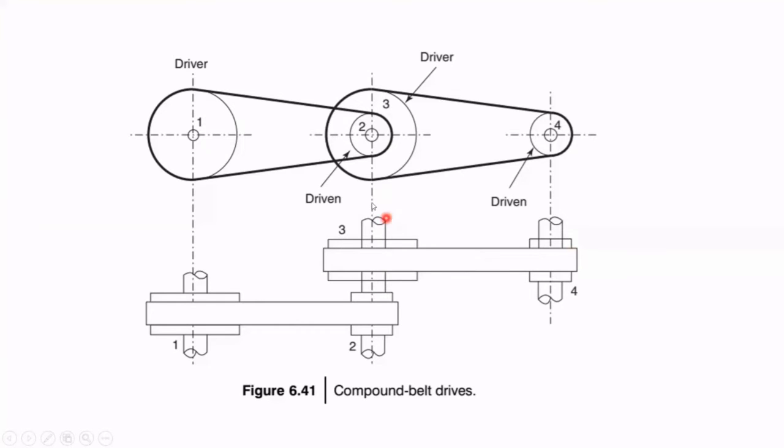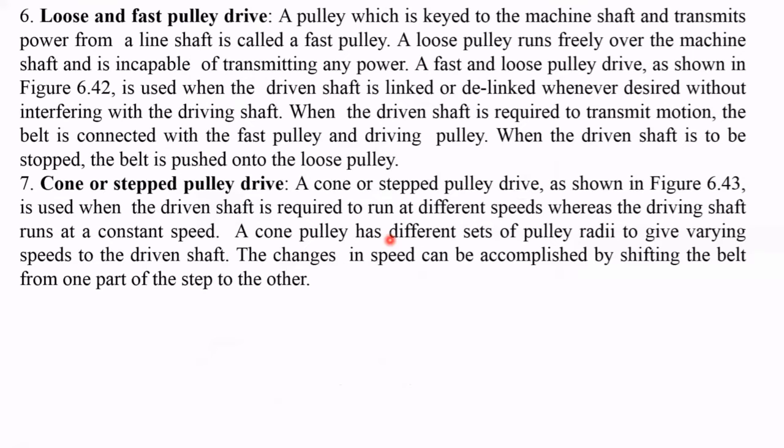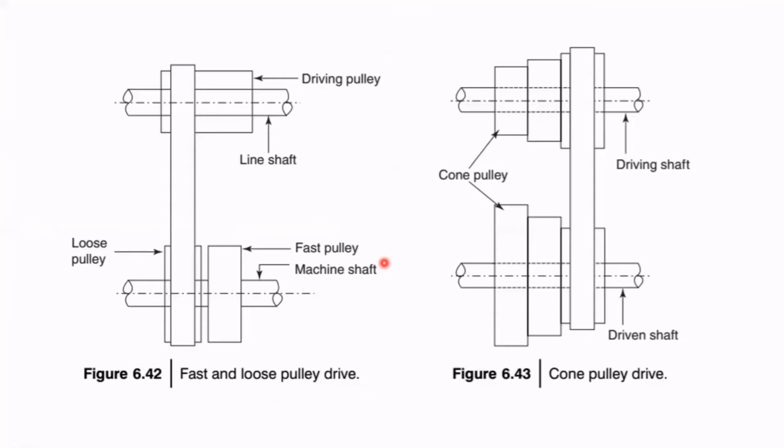If you arrange the belt drive in this manner, this is called compound belt drive. Means one shaft consists of more than one pulley. Based on the transmission and requirement, we are selecting the belt drive. Next one is loose and fast pulley belt drive. See this. Here one shaft consists of two pulleys. One is the loose pulley, the second one is the fast pulley.